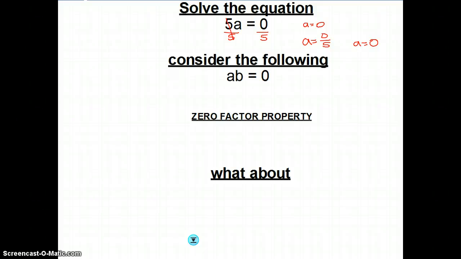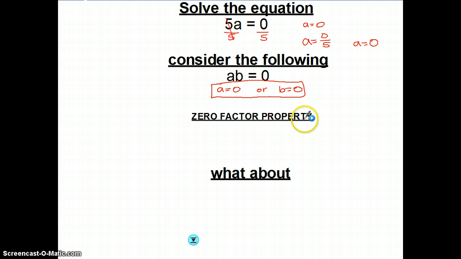Again, we are multiplying two terms together, and the product is 0, so at least one of those two terms must be 0. If a equals 0, b can be whatever it wants. As soon as it's multiplied by 0, then the product is automatically 0. Or maybe b equals 0. If b equals 0, then a can be anything. As soon as we multiply it by 0, then the product is 0. So your two options for solving this equation are that a can be 0 or b can be 0.